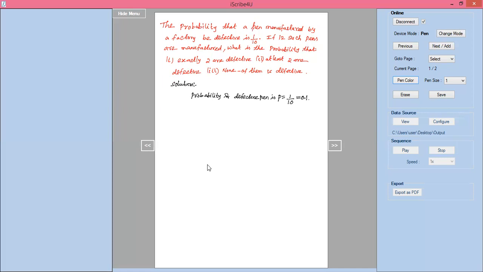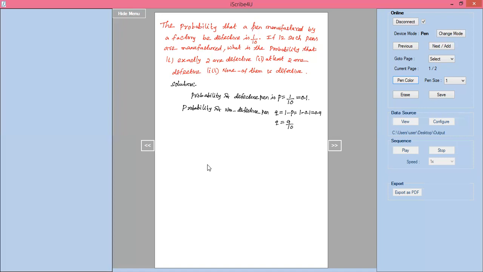Next, probability of non-defective pen. Non-defective pen is nothing but q equal to 1 minus p. So 1 minus p is 1 minus 0.1, which equals 0.9. q is nothing but 0.9. You can also write q equal to 9 by 10, however you keep it, no problem. So q is nothing but 9 by 10.